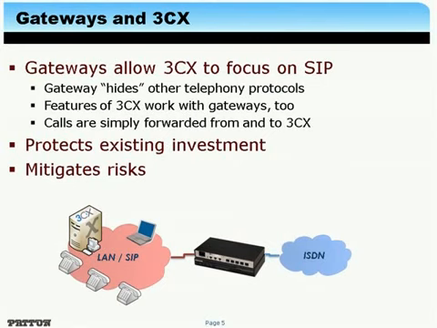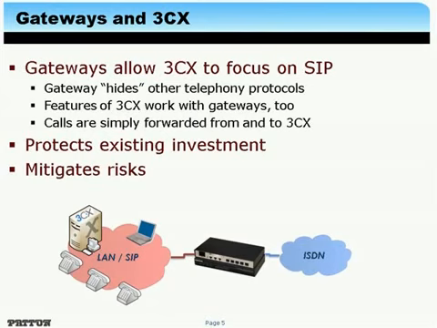When do we need gateways with the 3CX phone system? Well, the most straightforward reason is that the gateway allows 3CX to focus on SIP. So the gateway hides other telephony protocols. So the 3CX system doesn't have to learn ISDN, talk analog and stuff like that. So it can purely focus on SIP, the most recent communication protocol, and the gateway does the job of connecting it to ISDN or analog lines. Calls are simply forwarded from one to the other.